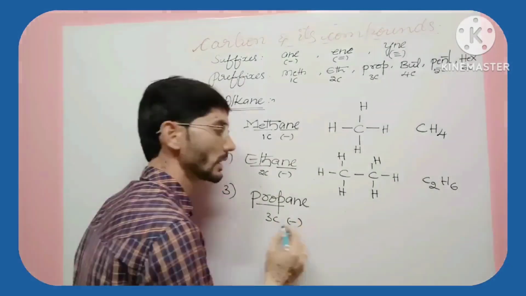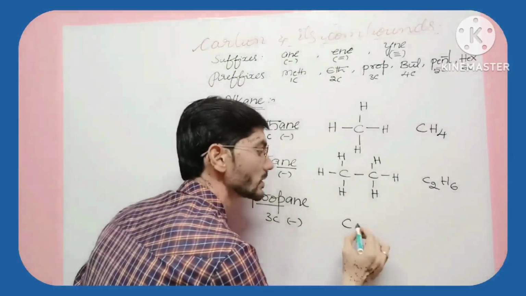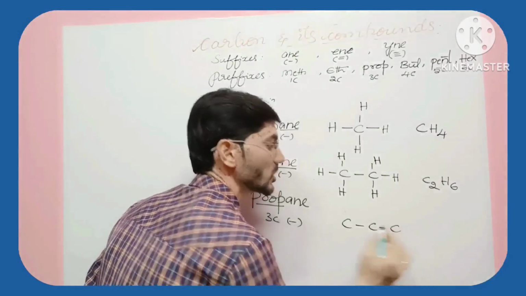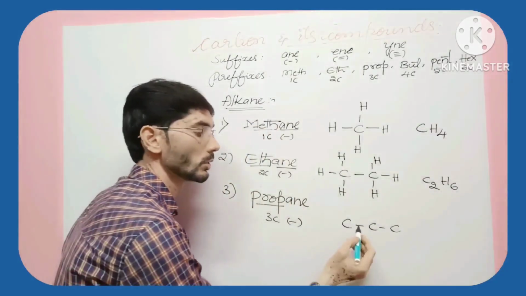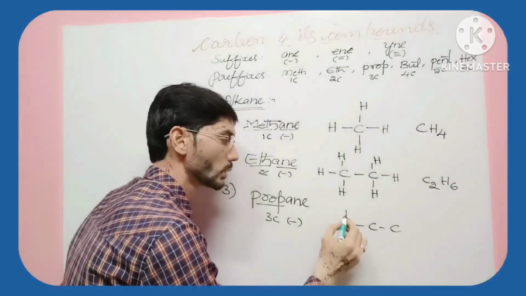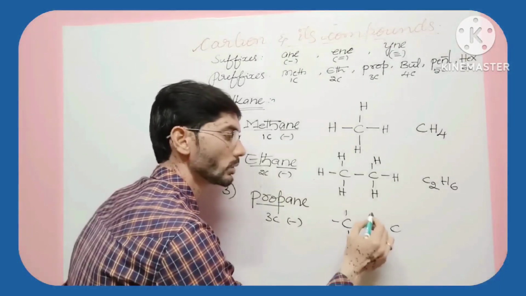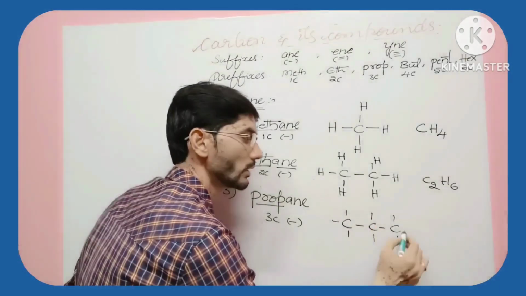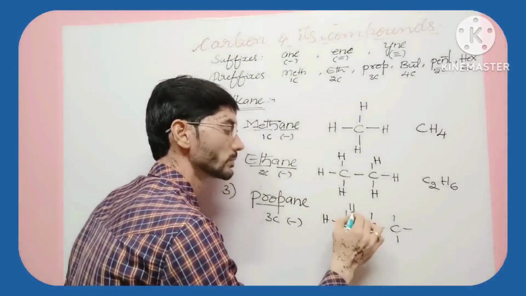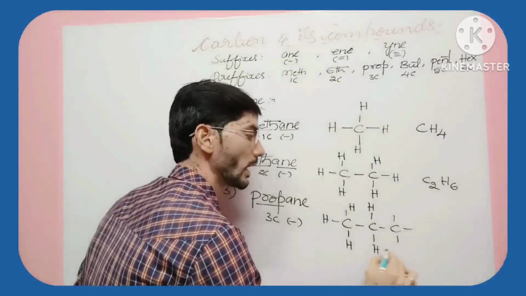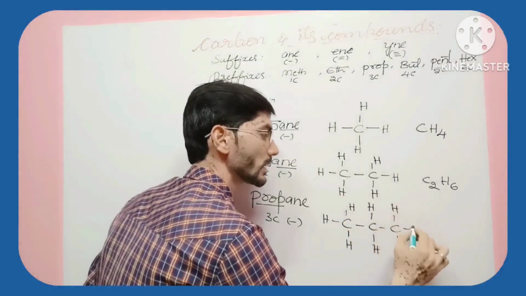Now you write 3 carbon atoms first with a single bond. This is what we call catenation. And now you balance the tetravalency: 1, 2, 3, 4; 1, 2, 3, 4; 1, 2, 3, 4. Now in the rest of the places you just write the hydrogen atoms. Now our structure is ready.